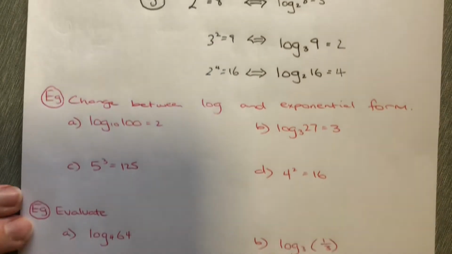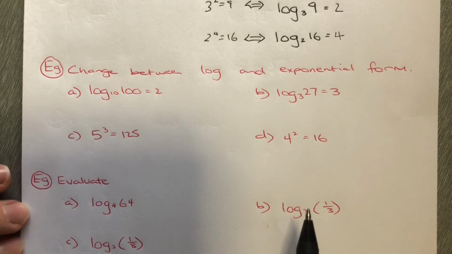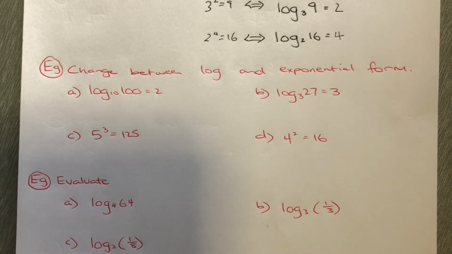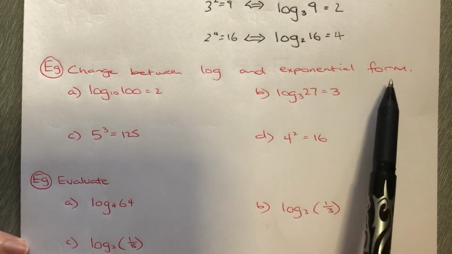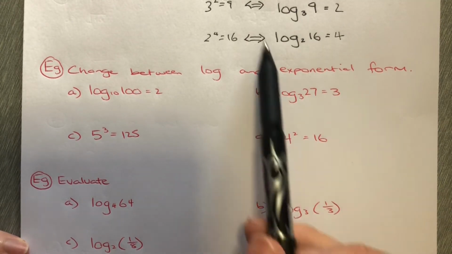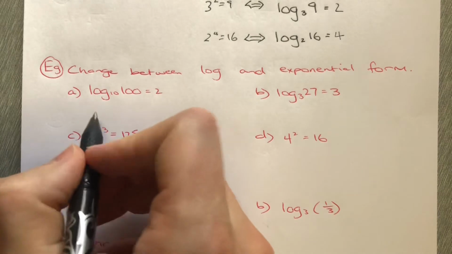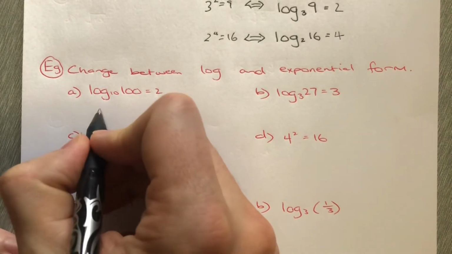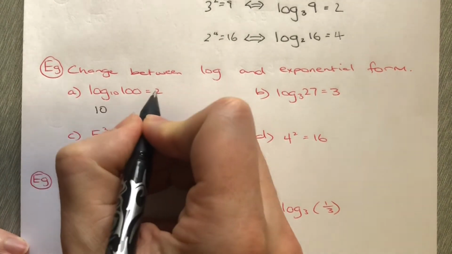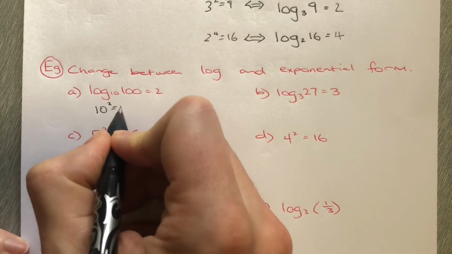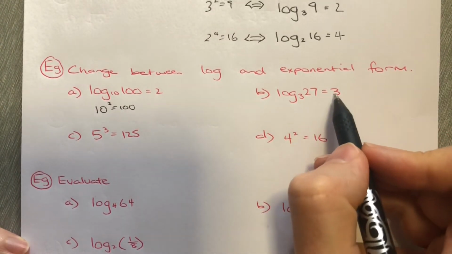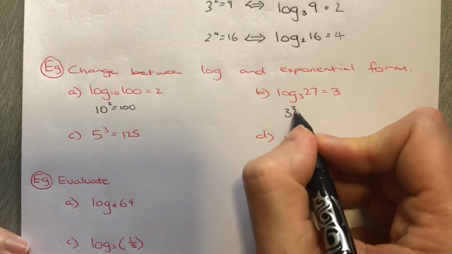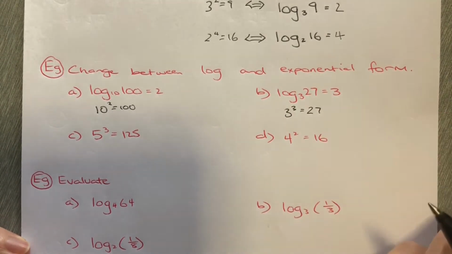So let's have a go at the first few examples here, and there are a few because we can be reasonably quick when we do it. The first thing it wants us to do is change between log and exponential form. So that's what we're doing up the top here anyway. We can do that by saying 10 to the power of 2 equals 100, and we know that yes, that's true. Let's look over here. 3 to the power of 3 gives us 27. Yep, that's true as well.